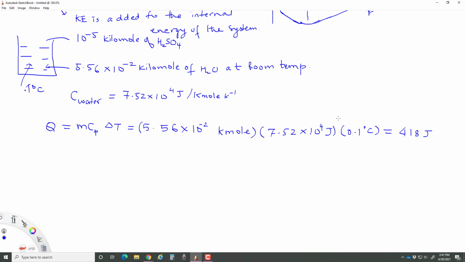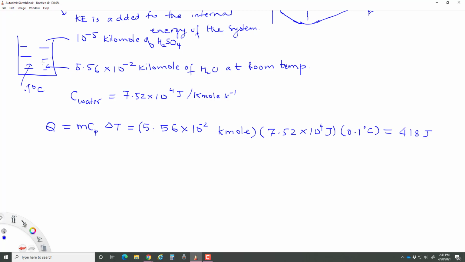Okay, and since the mass of water is more than 1,000 times the mass of the acid, that means we can ignore the heat capacity of the sulfuric acid. We assume that the sulfuric acid doesn't absorb any heat. Heat is mostly absorbed by water.